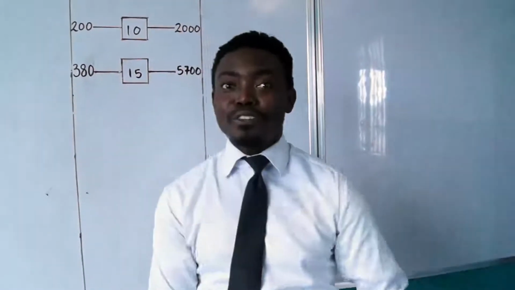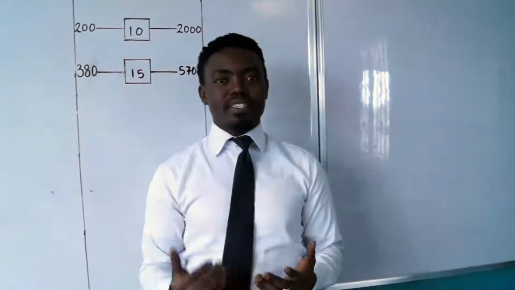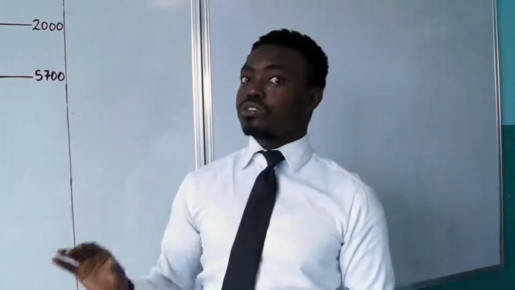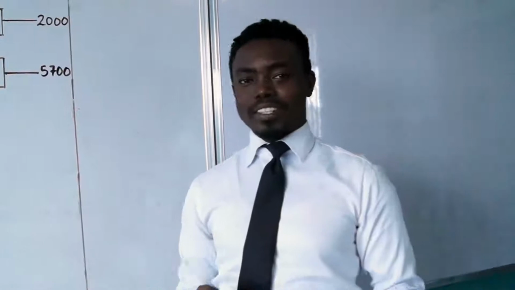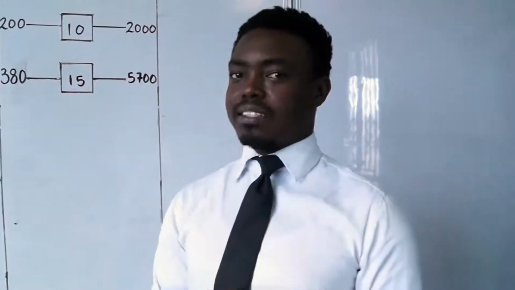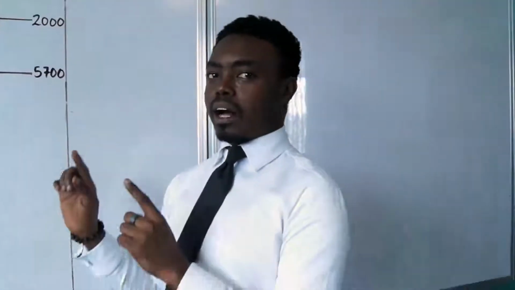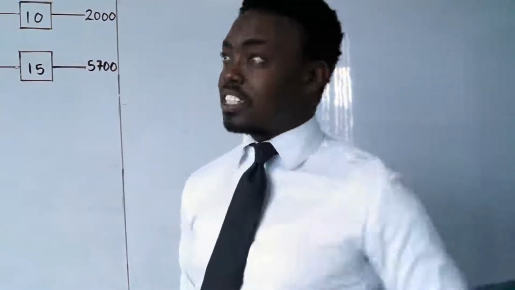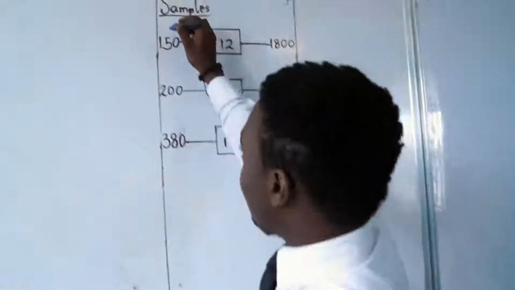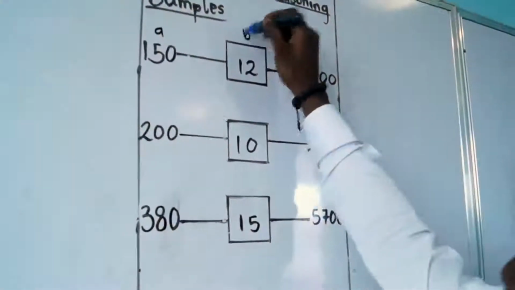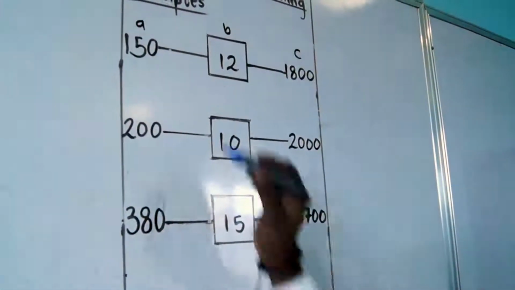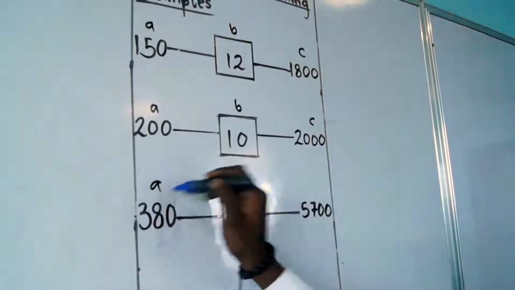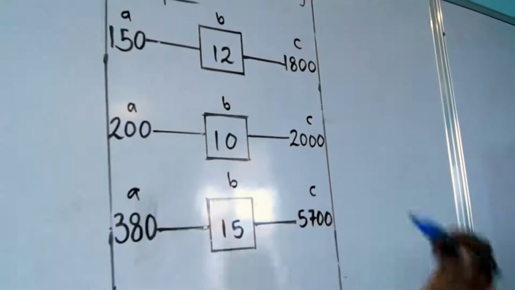Like I've always told you, whenever you're given quantitative samples, you first of all take your time to do what? To study it carefully. When you take your time to study it carefully, what's the next thing I said you should do? Label each number. When I say label each number, I mean you label it with what? A, B, and C. Let's do this. A, B, C. And then A, B, C.